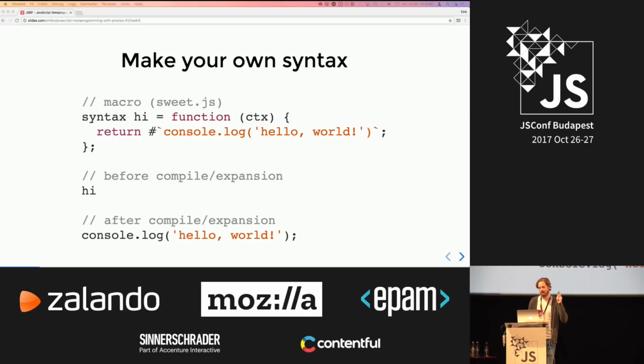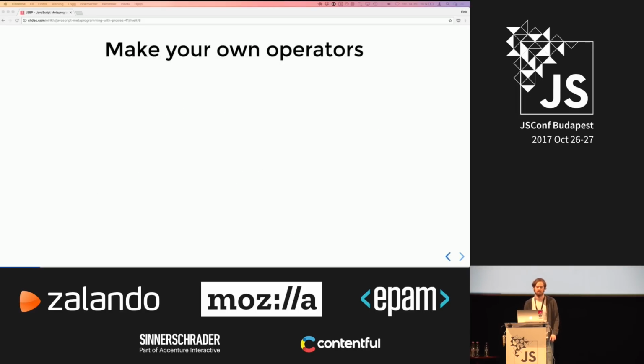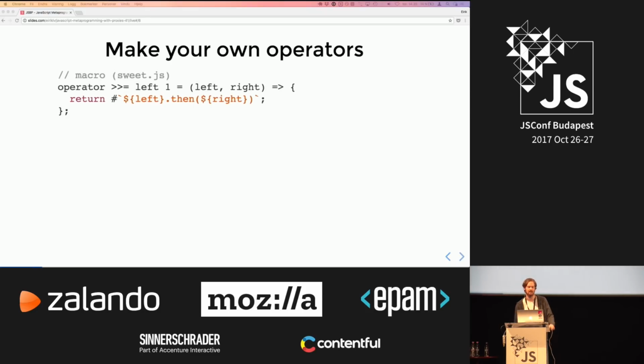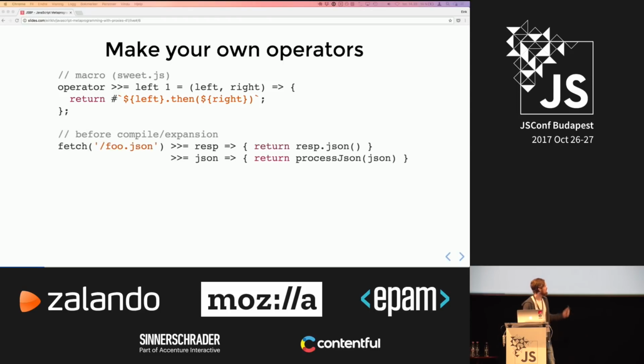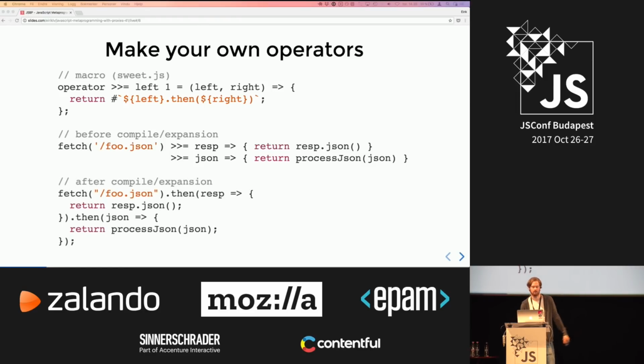And you can also make your own operators. Let's say that I'm really tired of saying .then. I don't like writing .then when I'm chaining promises. So I'm making my own operator for that. Now I can use that operator in my code, and before that code actually runs, it's compiled down to actual promise chaining. So you can use macros to extend your language and create your own dream language.